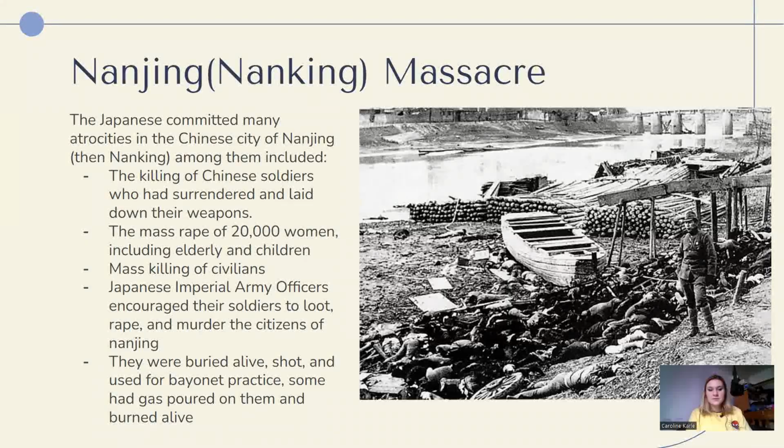Imperial Army officers encouraged their soldiers to loot, rape, and murder the citizens of Nanjing. Citizens were buried alive, shot, used for bayonet practice, and some had gas poured on them and burned alive. And as we can see in a picture here, some of the bodies from Nanjing.